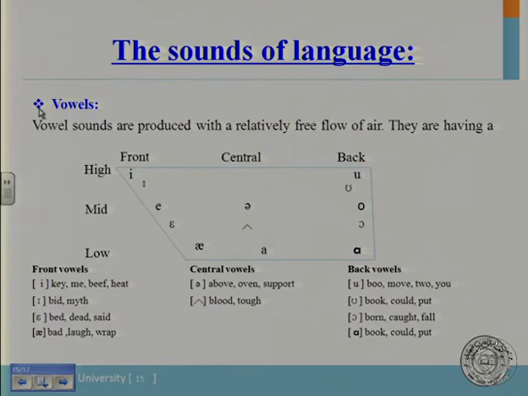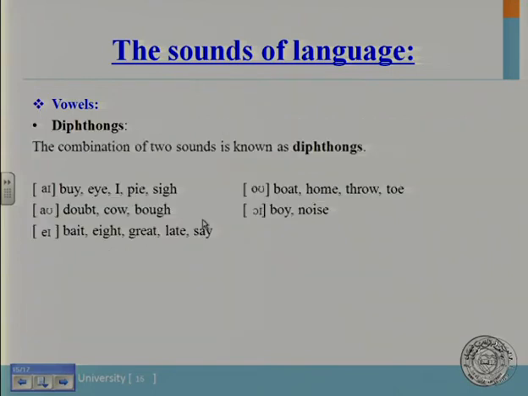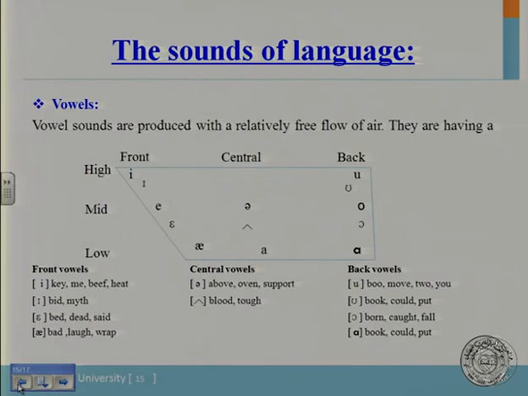We have front and back. Imagine that this is the front part of the mouth and this is the back part of the mouth. And at the same time, the level of the tongue is high and low. For example, if you say "heat," you can feel that your mouth is closed. When you say the "ah" sound, you can feel that your mouth opens wider. So we have front, back, high, and low.